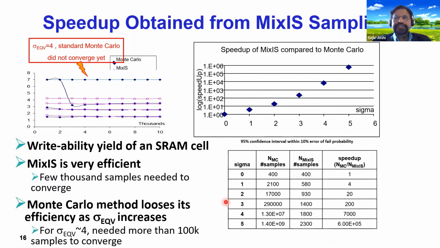This table gives you the result. Here are the Monte Carlo samples, here are the mixture importance sampling samples, and here is the speedup. You can see the sigmas given here, and the speedup using mixture importance sampling is of the order of 5, and the Monte Carlo samples needed are 10 to the 9. A large number of samples are needed, while mixture importance sampling needs only a small amount of samples, because we are sampling in the shifted distribution, closer to the failure region, where the probability is the lowest. So that is the idea behind using this method. It gives you speed, and it gives you accuracy as well.